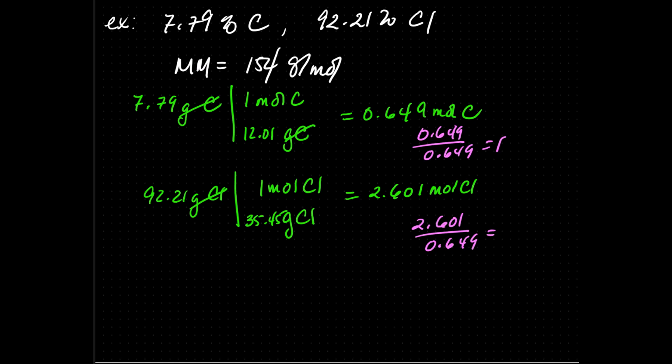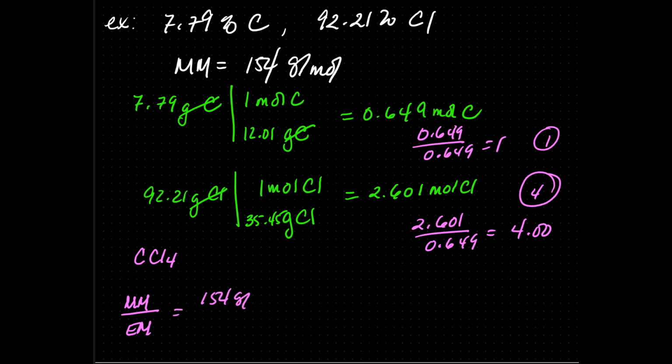This is going to equal about 4. So again, we do not have to multiply till whole. We have 1 carbon and 4 chlorine. So my empirical formula is CCl4. Now to find the molecular formula, we do the molecular mass divided by the empirical mass. The molecular mass is given as 154 grams per mole.